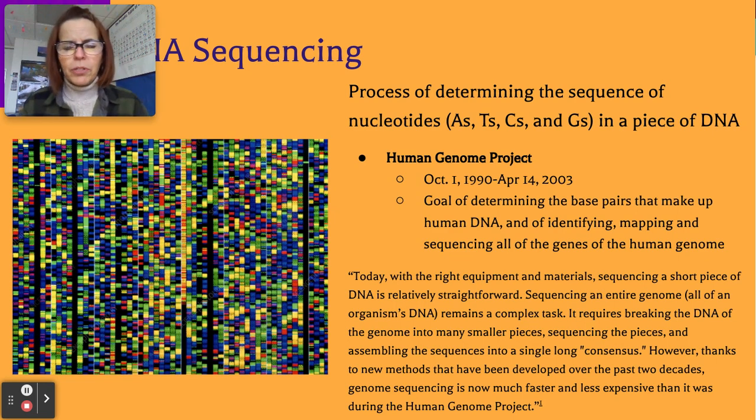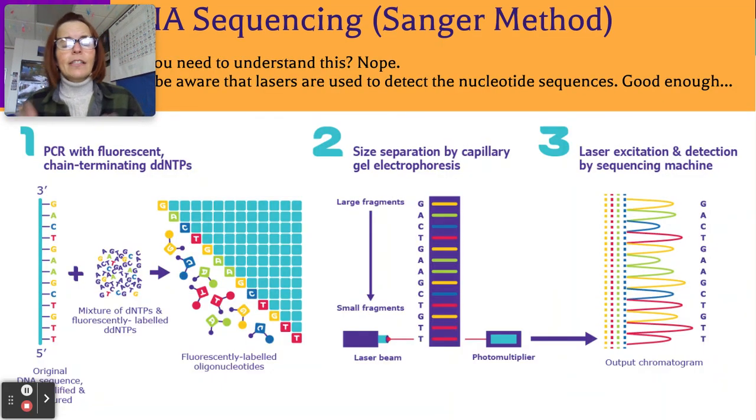So it says here, this is a quote. Today, with the right equipment and materials, sequencing a short piece of DNA is relatively straightforward. Sequencing an entire genome, which is all of an organism's DNA, remains a really complex task. It requires breaking the DNA of the genome into many smaller pieces, sequencing the pieces, and assembling the sequences into a single long consensus, a line that overlaps. That's all I can say. However, thanks to new methods that have been developed over the past 2 decades, genome sequencing is now much faster and less expensive than it was during the Human Genome Project. We're making constant steps forward.